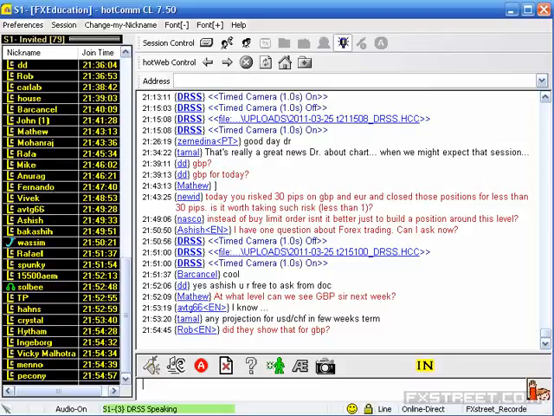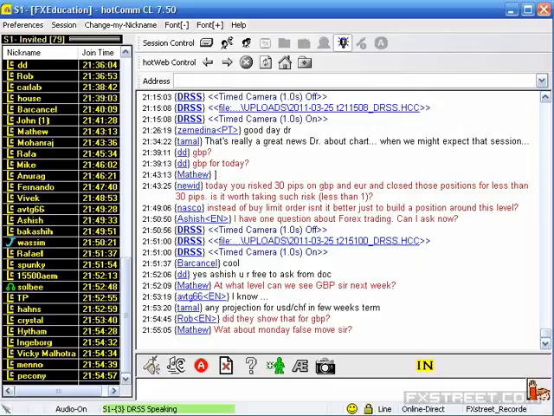So it is not that you should have a rigid idea that I have to book 30 pips profit, and if I miss it, it will be a big loss. There is no preconceived idea that I need to take 30 pips profit. Okay.